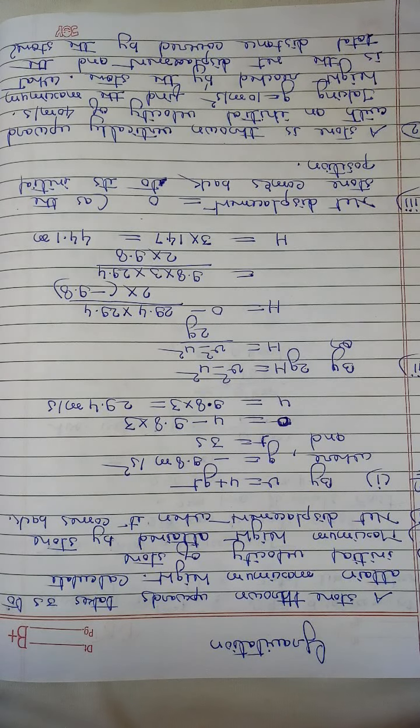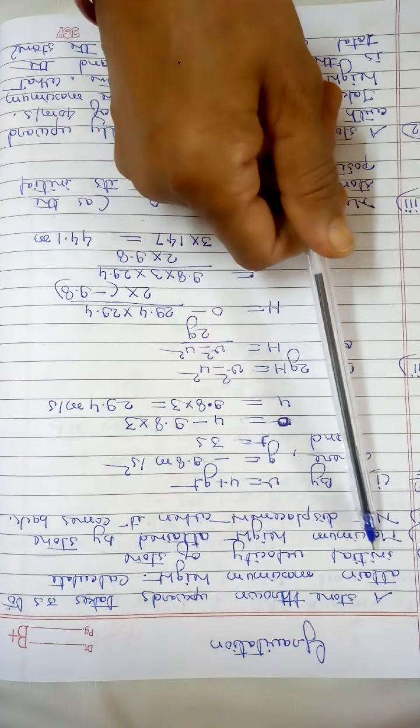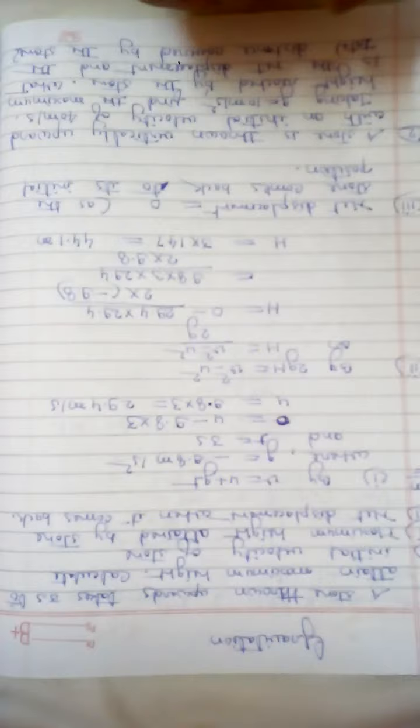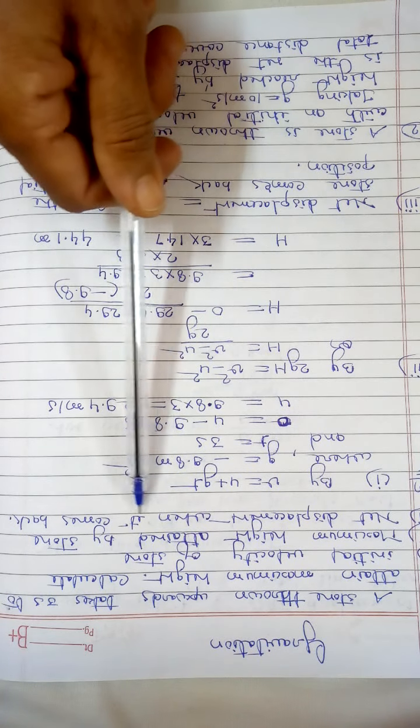In this class we are going to see some questions from the chapter Gravitation. A stone thrown upwards takes 3 seconds to attain maximum height. Calculate the initial velocity of the stone, the maximum height attained by the stone, and the net displacement when it comes back.